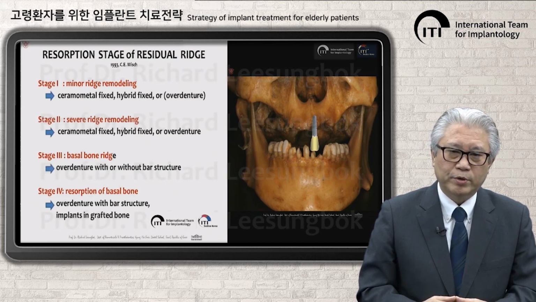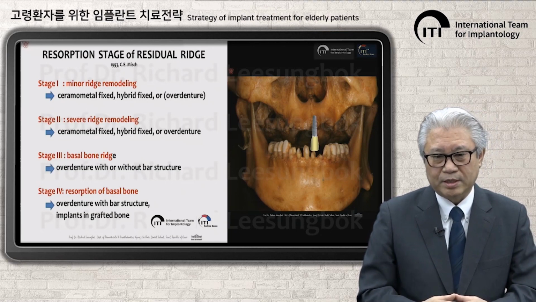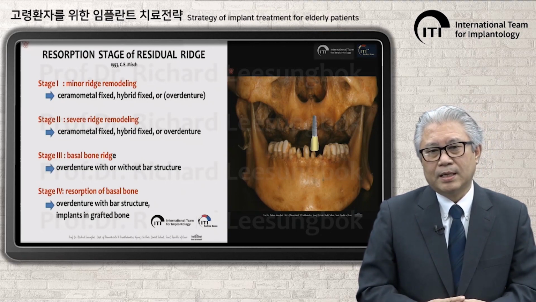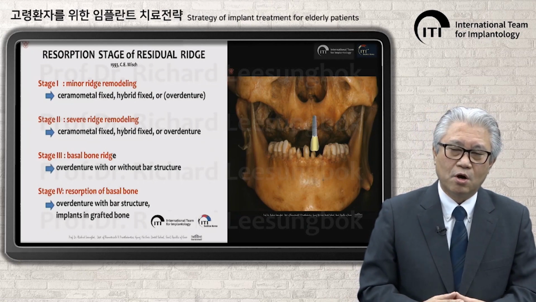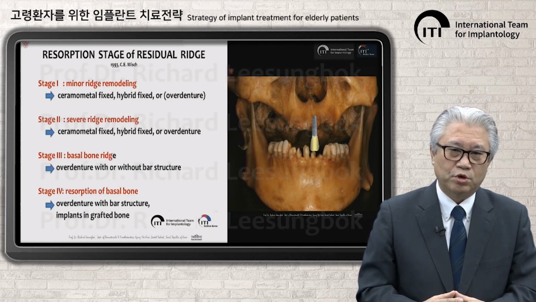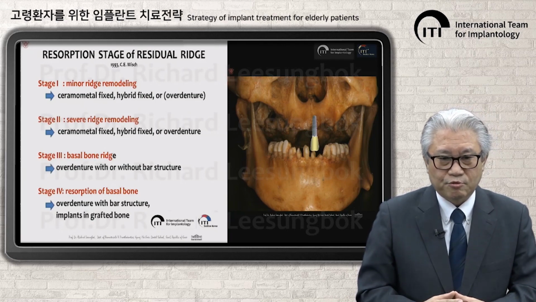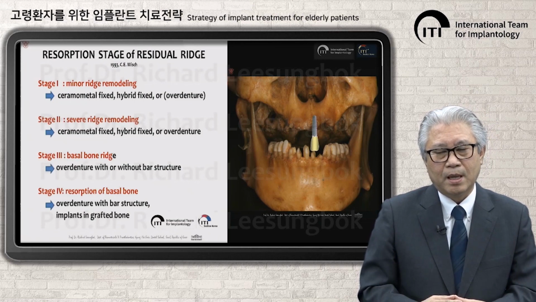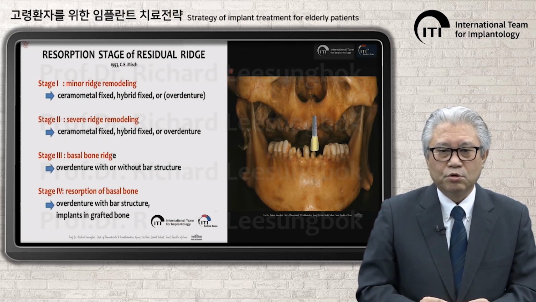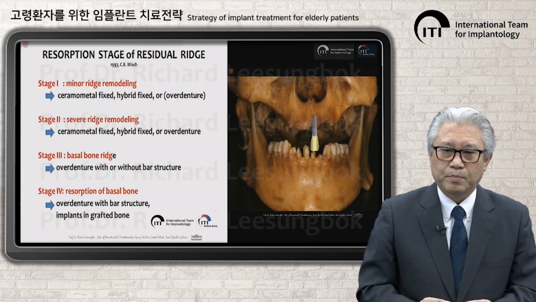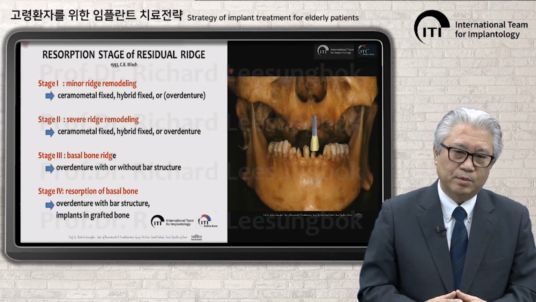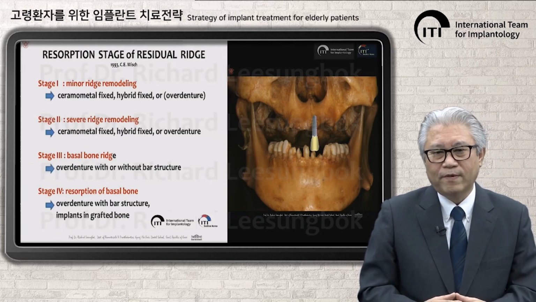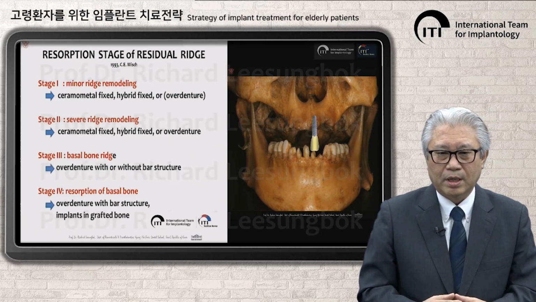As you know, in 1993, Carl Misch presented the resorption stage of the upper and lower edentulous jawbone in 4 stages, which is still very useful in treatment planning. Stage 1 means minor ridge remodeling, and almost all prosthodontic treatment options may be available. Stage 2 refers to the stage of severe ridge remodeling. This is the last stage where fixed type restorations are possible.